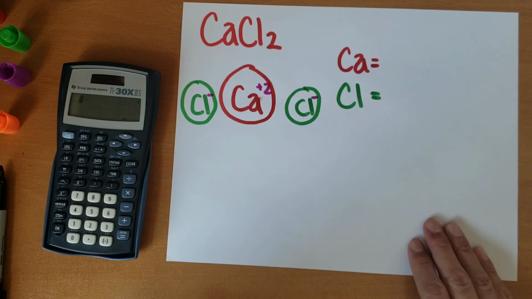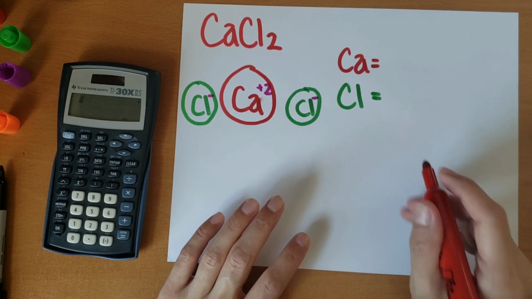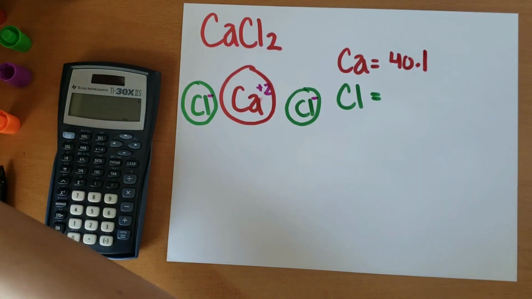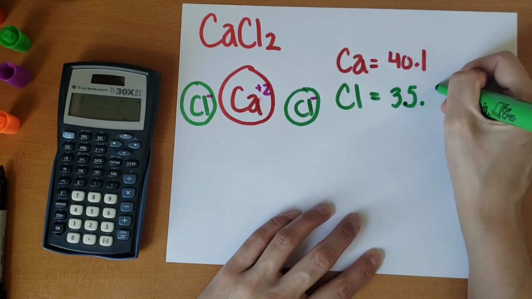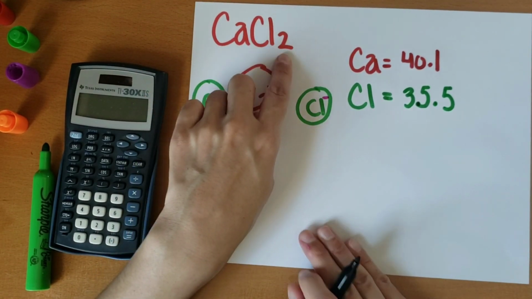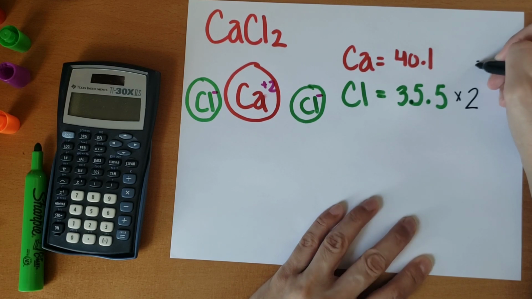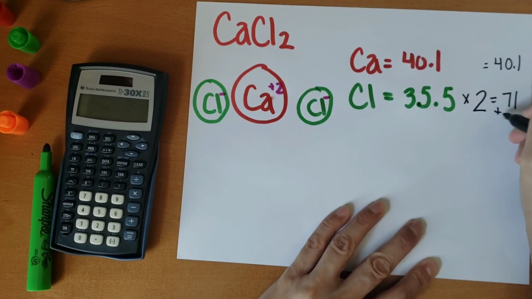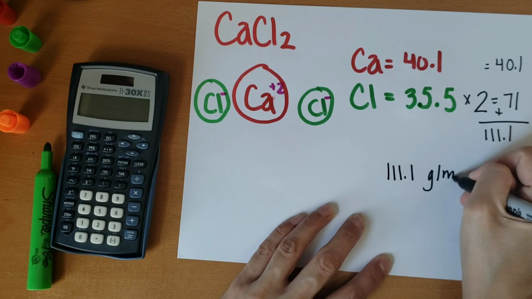making them negative. Now, when I look on my reference table, the atomic mass of calcium rounded to the 10th place is actually 40.1. And the atomic mass of chlorine rounded to the 10th place is 35.5. Now, when I look here, calcium has no subscript because there's only 1 of them, but there's 2 chlorines. So I'm going to have to multiply this by 2 and then carry out my math. So my final answer is 111.1 grams per mole.